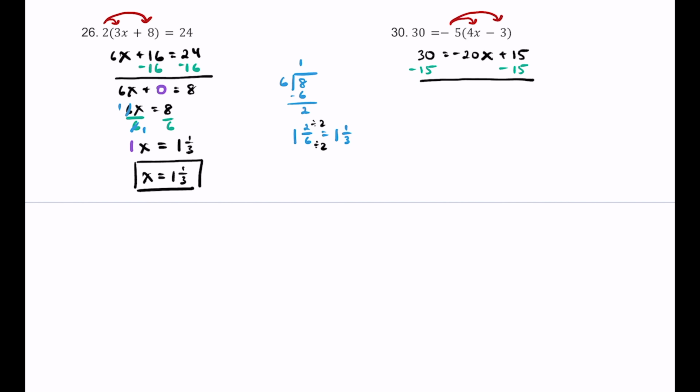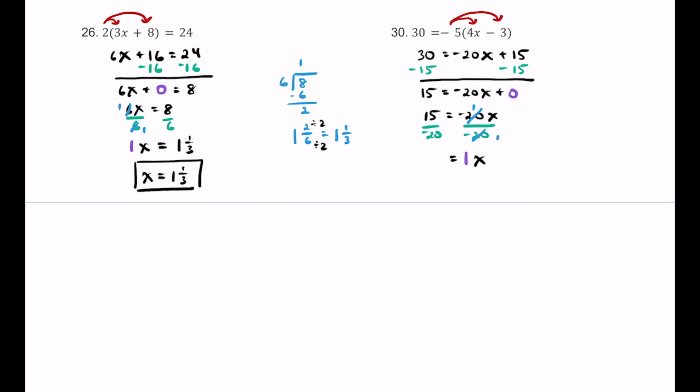On the left side, 30 minus 15 is going to be 15, and that's going to be equal to negative 20x plus 0. And then we're going to have 15 here is equal to negative 20x, dropping the 0 by the identity property of addition. Finally, we're going to divide both sides by negative 20 using the division property of equality. Negative 20 divided by negative 20 is going to be 1. And so we're going to have a coefficient of 1. So we're going to have 1x just over here on the right side.